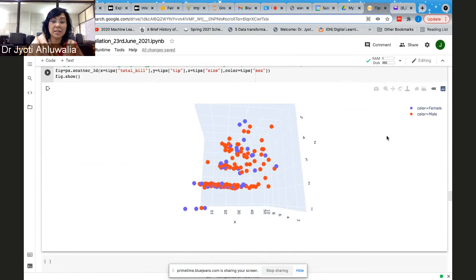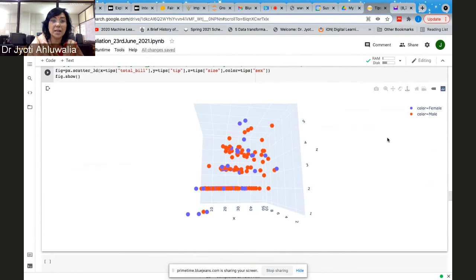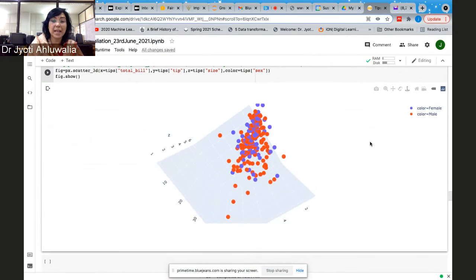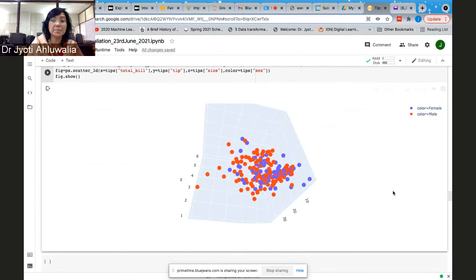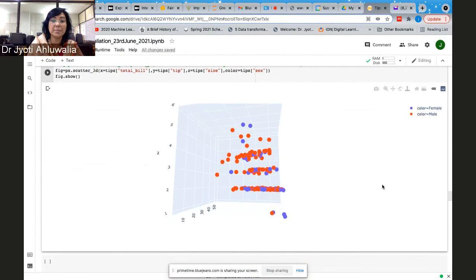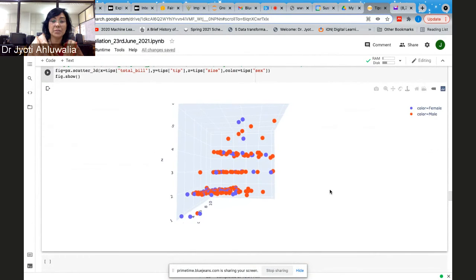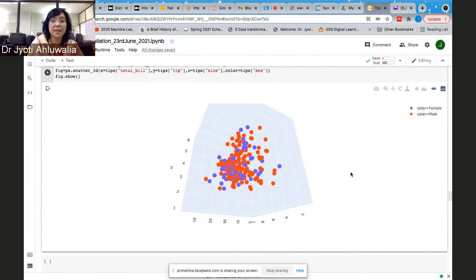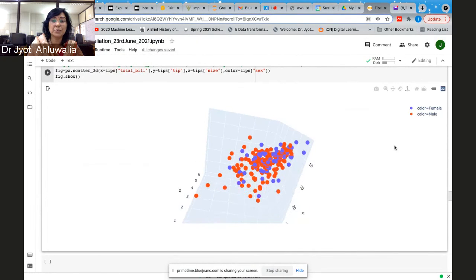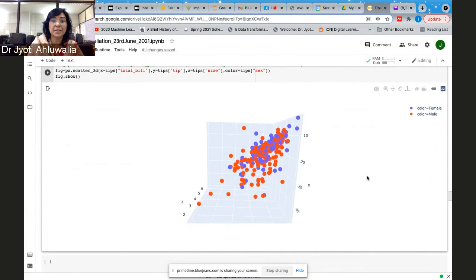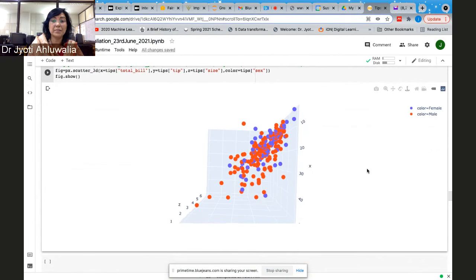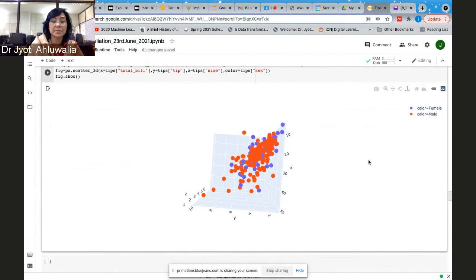So if we see here, at a group size of 2, a lot of people are coming, both males and females. And how many tips are they giving? They're giving almost the same amount of tips. We can just put it like this. So X is my total bill amount and Y is my tip amount.